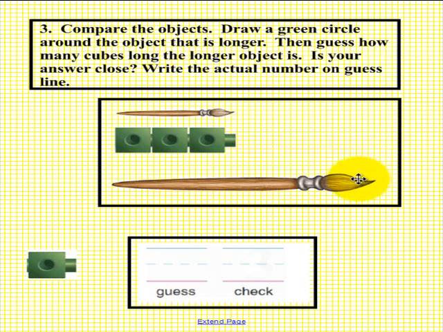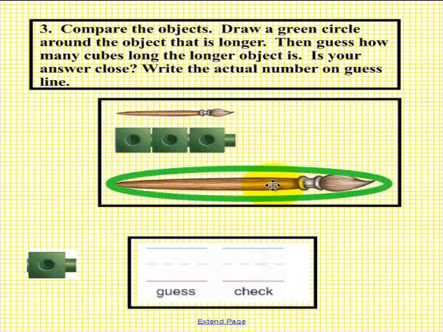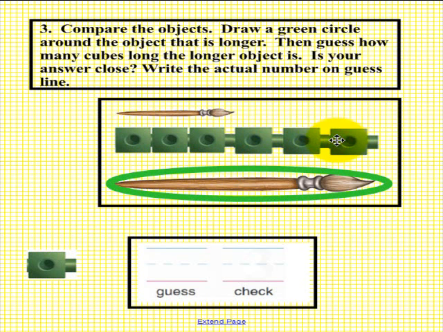Okay, here is what we think. We think that the green line should be around this object because this paintbrush is much larger than this one. Now the next question is, how many cubes longer? Is it 1, 2, or 3? It's 3 cubes. If you wrote 3, you are remarkable, superior.